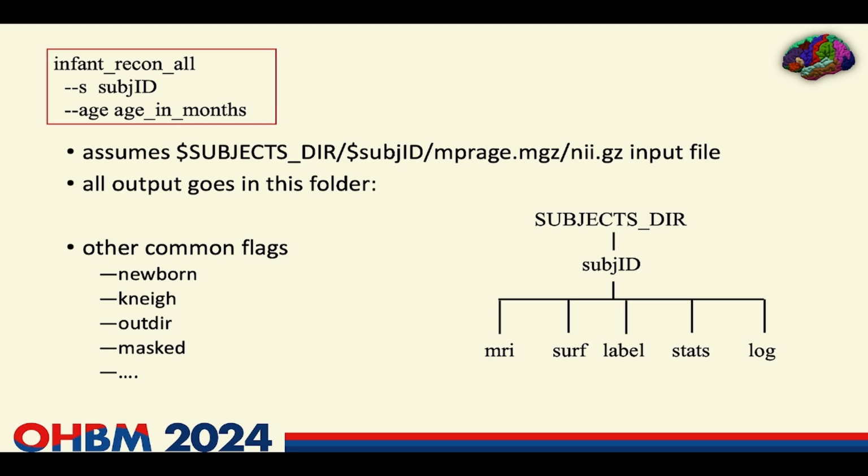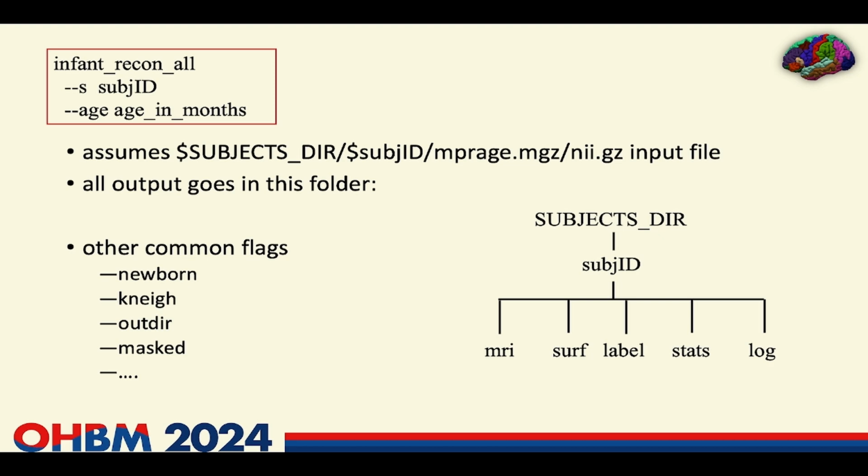So running Infant FreeSurfer is fairly straightforward. In the most basic runs, you have two inputs: your subject, and you have to indicate the age at scan information. There are some assumptions about where you store your input images if you're using the default setting. Otherwise, you can specify that.